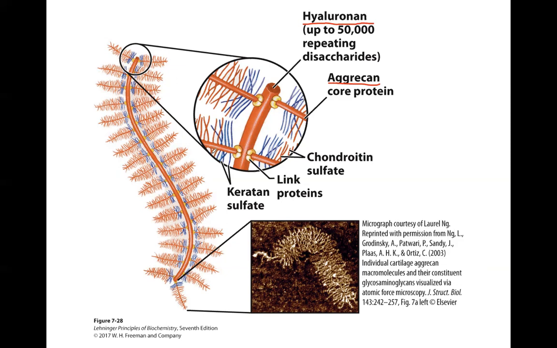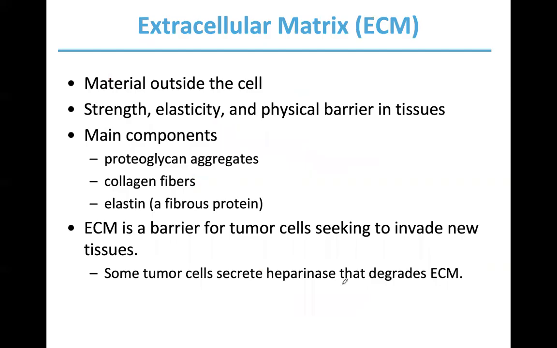And then these are brushes. The brushes are chondroitin sulfate. So the whole thing looks like a brush. So this is the microscopy image of such an aggregate. And so basically this will form the extracellular matrix, right? So material outside the cell: strength, elasticity, physical barrier.